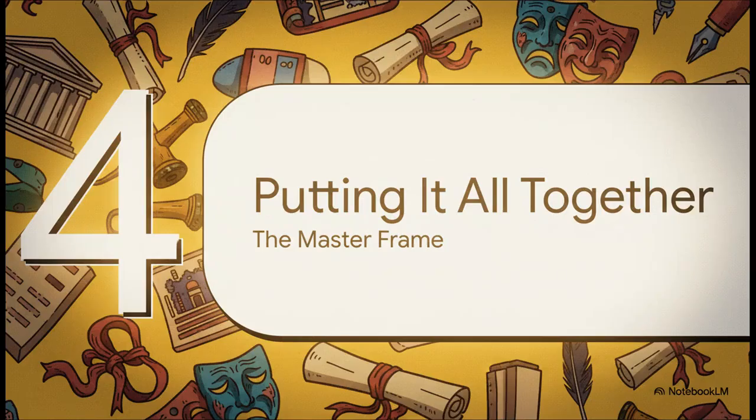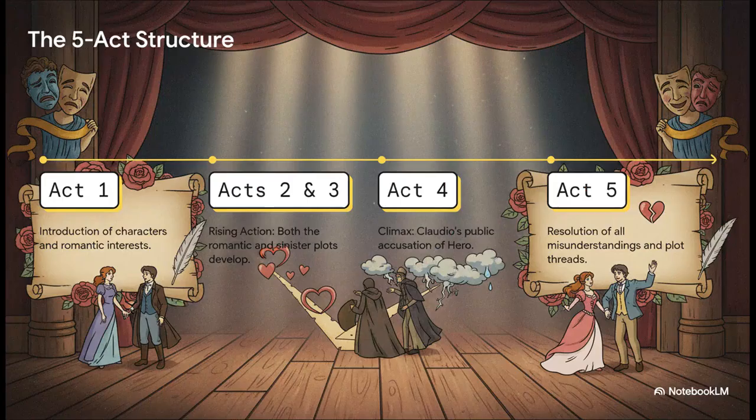So we have dialogue, we have action, and we have these cool dramatic devices. But how do they all work together without it just being a big mess? Well, they're all held in place by what you could call the master frame, the play's structure. Shakespeare almost always uses the classic 5-act structure. It's like a roadmap for our emotional journey.